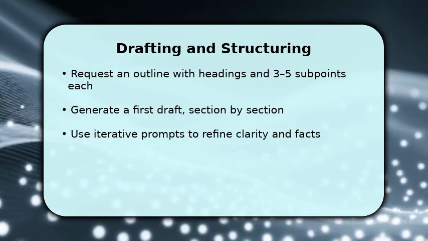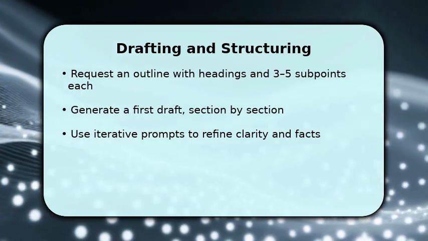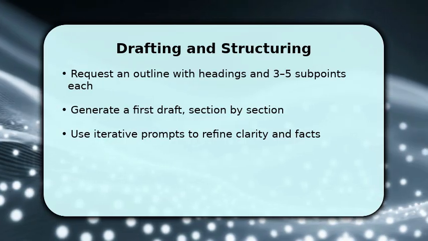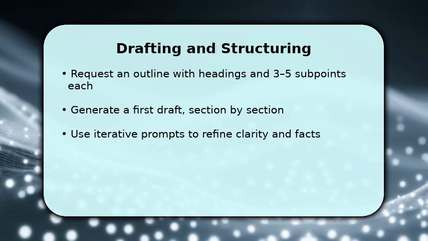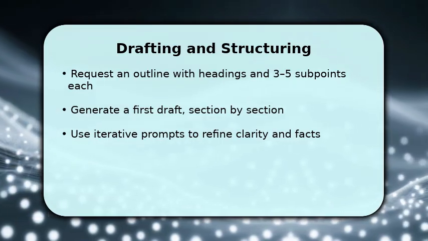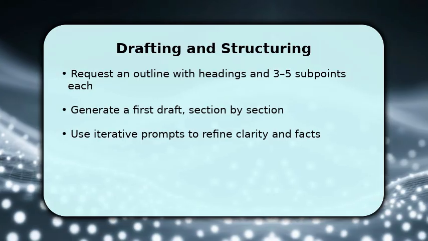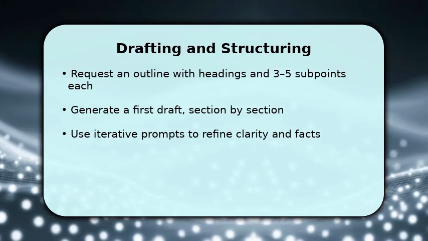Once a section is produced, prompt for tightening, shorten sentences, add examples, or expand explanations. Make sure to verify facts against your sources and ask the AI for alternative phrasings when something feels off. Then integrate chosen edits into the running draft.